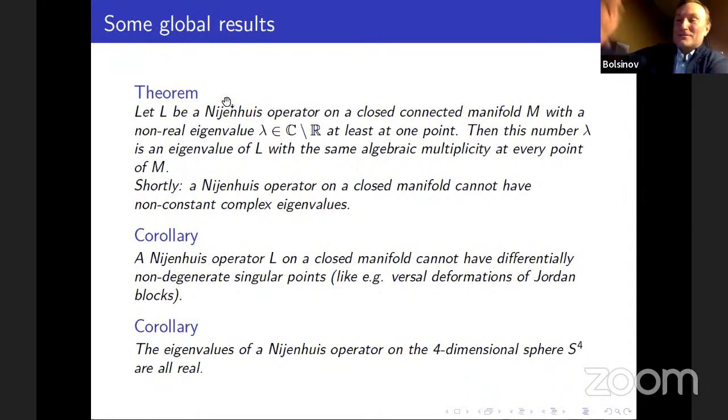Of course, it follows from a generalized Newlander-Nirenberg theorem. Let's consider a Nijenhuis operator on a closed manifold and assume that at one point there is a complex eigenvalue. This complex eigenvalue will be an eigenvalue on the whole manifold with the same multiplicity. Shortly, Nijenhuis operators on closed manifolds cannot have non-constant complex eigenvalues.